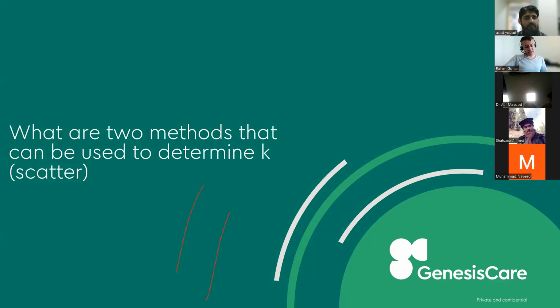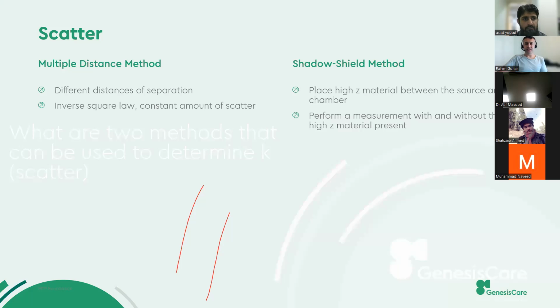This scatter is not what you are thinking of. This scatter is about how, while doing in-air measurements, you can find the scatter factor. There are two ways. The first is to keep your farmer chamber at one distance and measure the value, then put it at another distance and measure the value, and compare with the inverse square law. The difference will definitely be because of the scatter, because in mathematics there is no scatter, right? So that difference can give you the scatter.